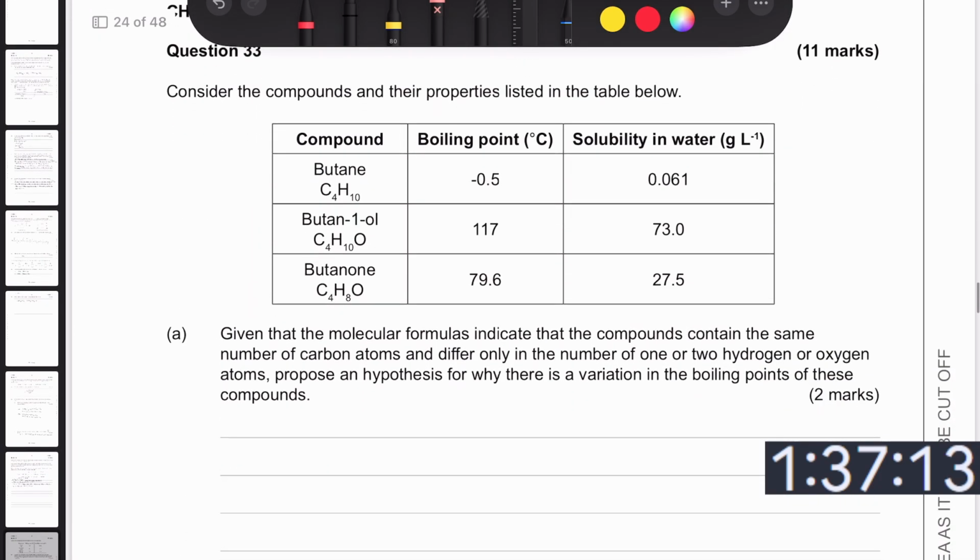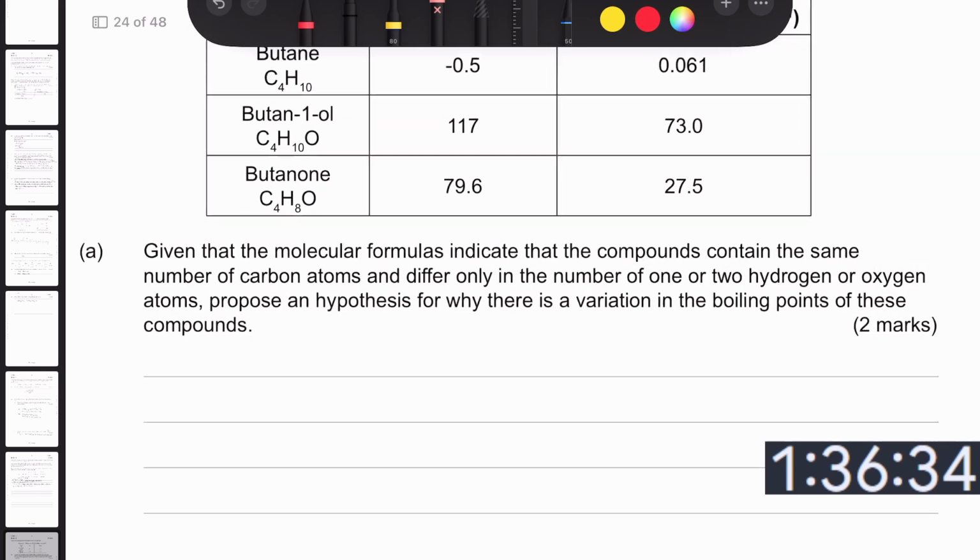Okay, page 24. Consider the compounds and their properties listed in the table below. Given that the molecular formula indicates the compounds contain the same number of carbon atoms and therefore differ only in the number of hydrogen or oxygen atoms, propose a hypothesis for why there is variation in the boiling points of these compounds.